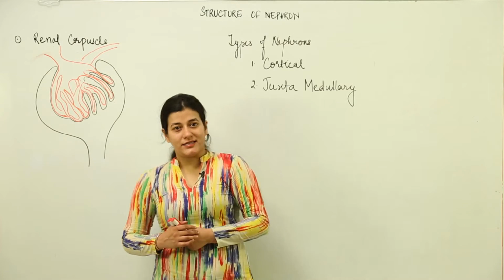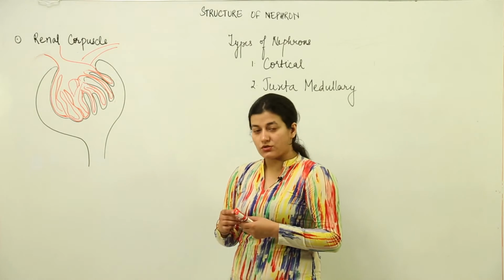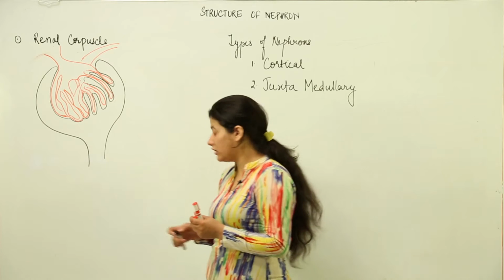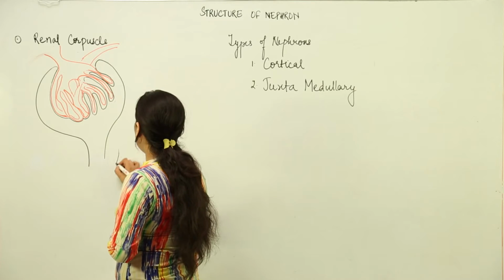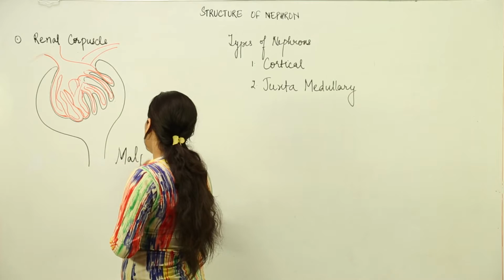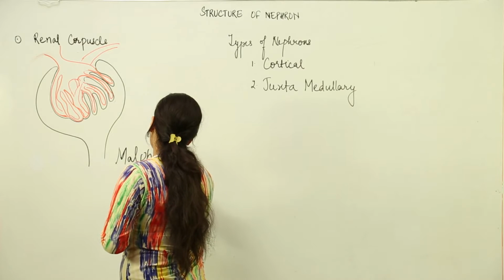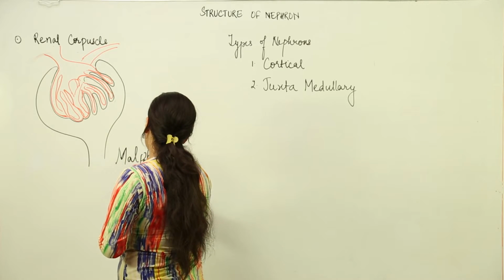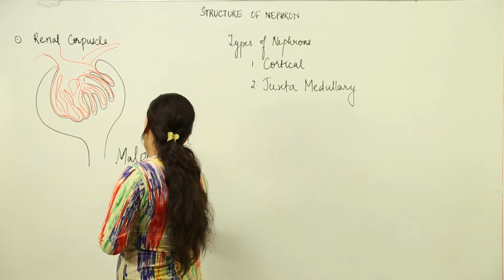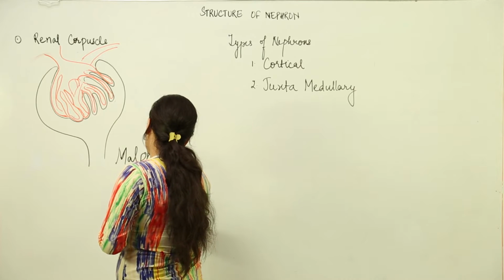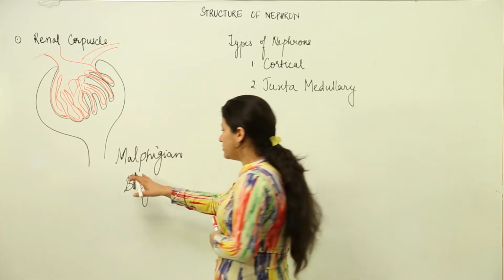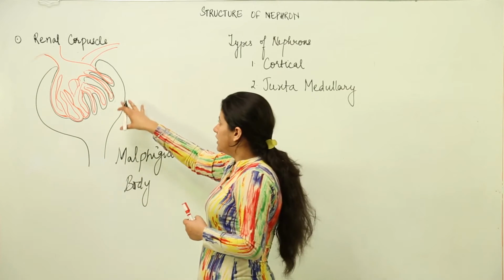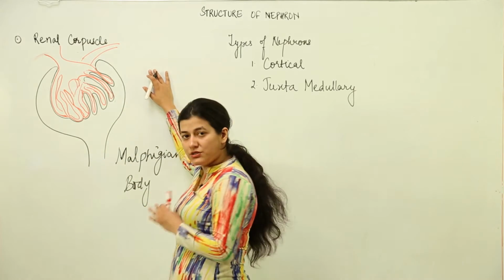Now next let us see what renal corpuscle is all about. Another name for renal corpuscle is Malpighian body. It is named in honor of a famous scientist Malpighi because he has done a great deal of work in the study of excretory system. So this particular renal corpuscle part of the kidney is known as Malpighian body.